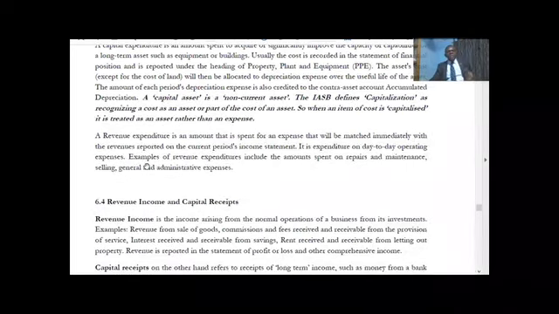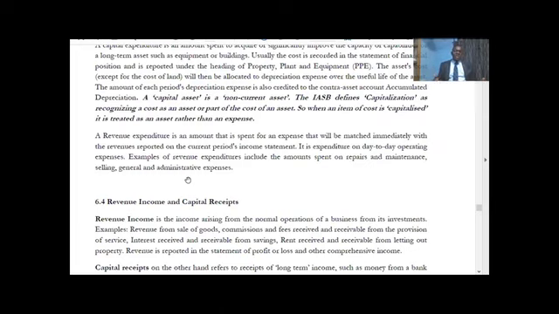Good. When you talk about revenue expenditure, it's an amount that is spent for an expense that will be matched immediately with the revenue reported on the current period's income statement. It's expenditure on day-to-day operating expenses. Examples of revenue expenditure include the amount spent on repairs and maintenance, and selling, general, and administrative expenses. Those expenses expire within one accounting period. Okay, so that is what is meant by revenue expenditure.